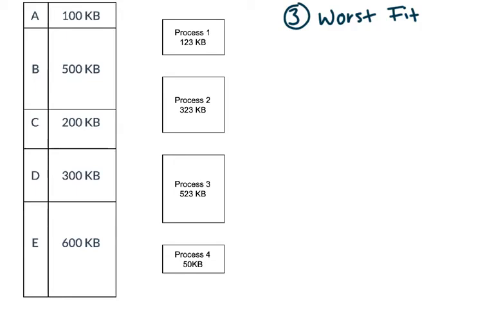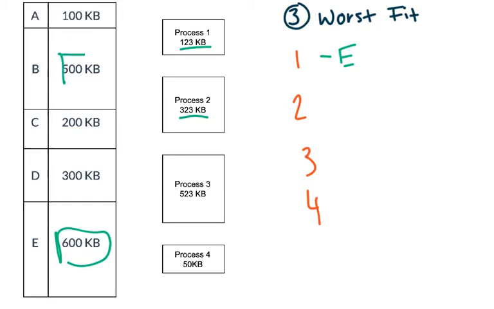Okay, last one is the worst fit. With the worst fit, we're going to just take the largest possible remaining slot and put our processes there. So process 1 comes in with 123, and we're going to find the largest spot, which is E, and put it there. Process 2 comes in, 323, we find the largest spot, which is B, and put it there. Process 3 comes in, and we can't do anything with it. We don't have any spots to put it, so I'm going to put it null.